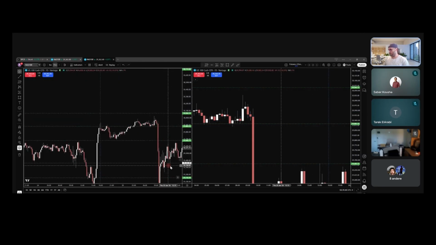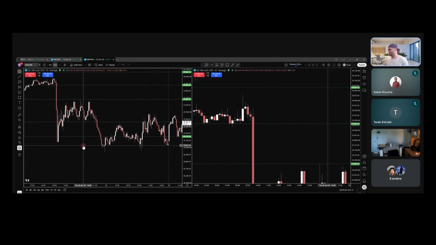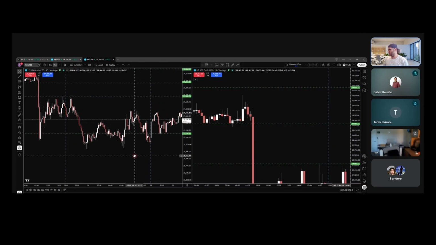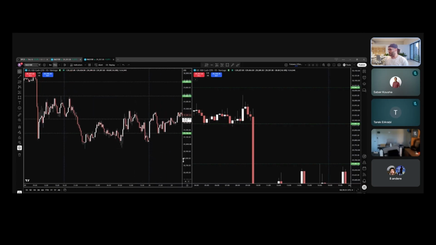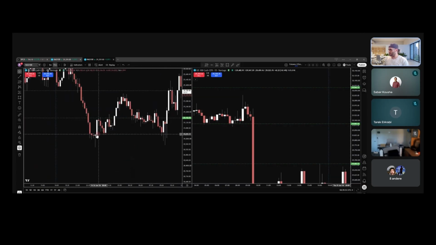There was something that I found actually. As you see here again, we had somehow a fair value gap here. The first one closes here, but we didn't get the retest here. So the retest happens later.